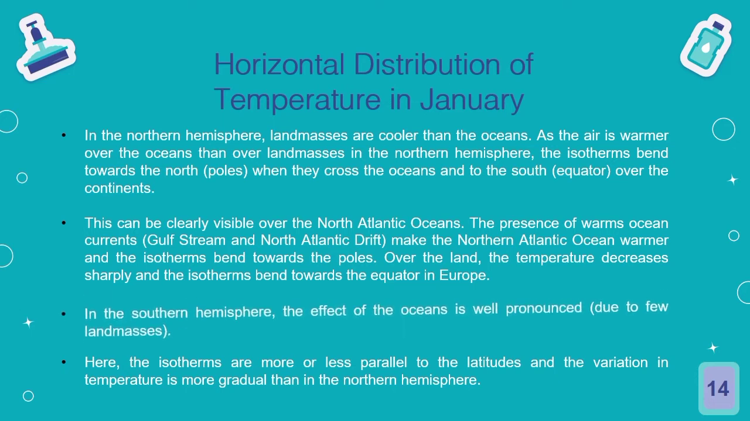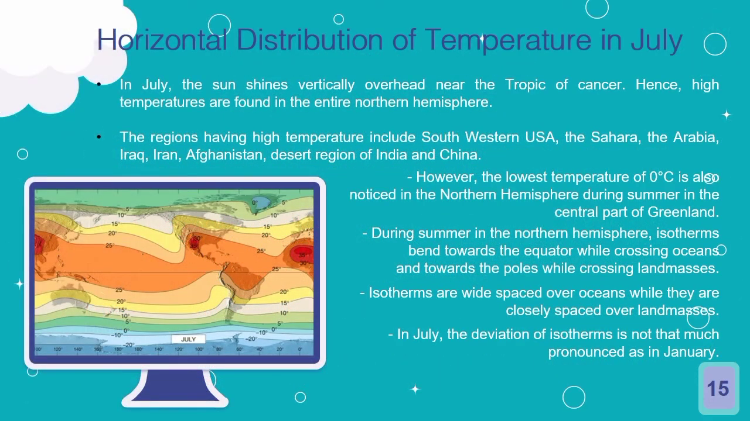In the southern hemisphere, the effect of the oceans is well pronounced due to few land masses. Here, the isotherms are more or less parallel to the latitudes, and all the variations in temperature are more gradual than in the northern hemisphere. So, as said earlier, during the month of January, summer can be experienced in the southern hemisphere and winter in the northern hemisphere. And the high temperature can be found over the three main regions located in the southern hemisphere.